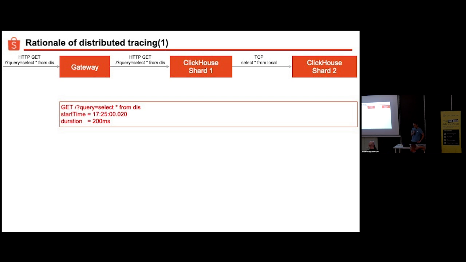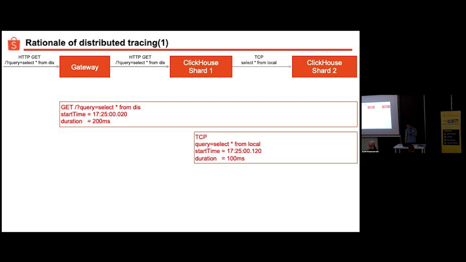So the gateway can record some information like the URL that it receives and when the query starts and the duration at the gateway side. ClickHouse shard 1, for example, can record some information about when it issues the internal queries to the next replica. And so does ClickHouse shard 2.